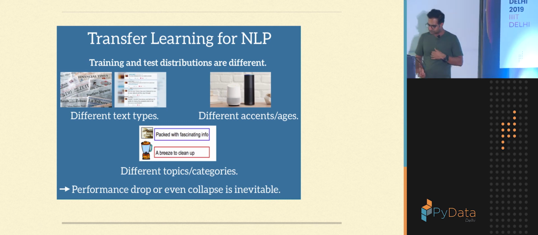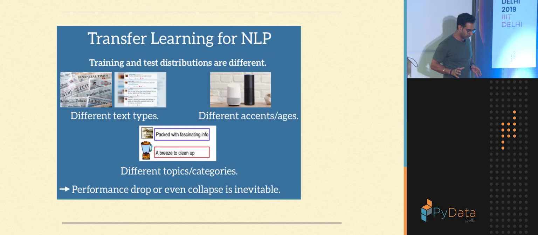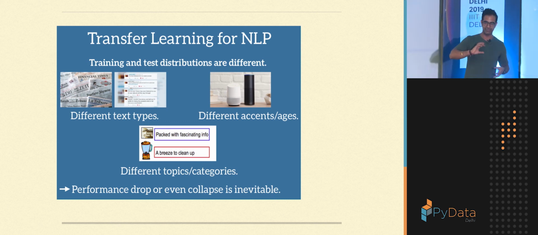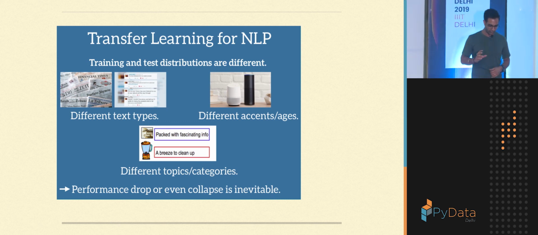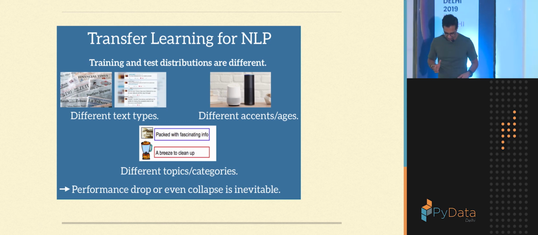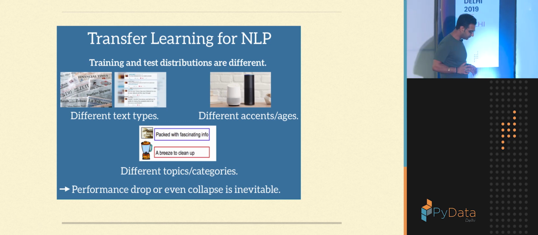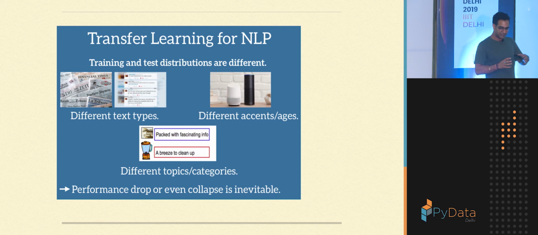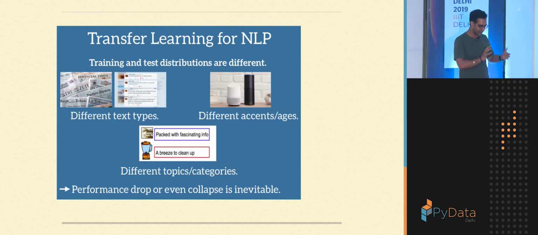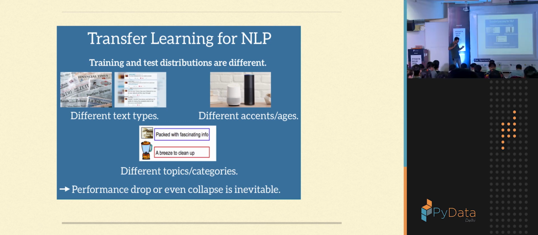And the big problem, why transfer learning in NLP has been very slow, or why people did not really pay much attention to it earlier, is because there is a lot of variability.